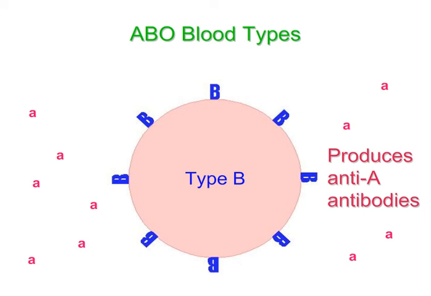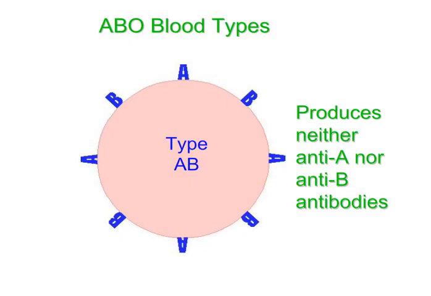On the other hand, if I were to give this person some A blood, I might get some reaction as my antibodies are binding to their antigens. And so we wouldn't want to give somebody with type B blood type A blood because it could lead to a reaction. Now let's look at type AB blood.